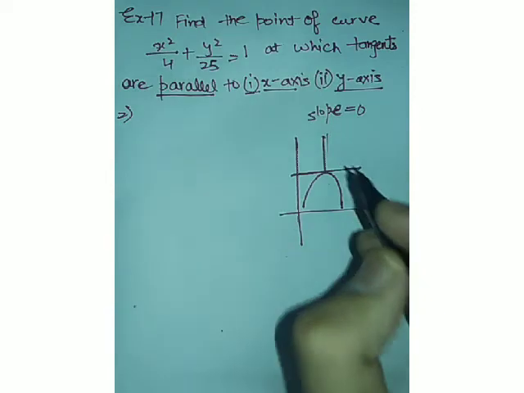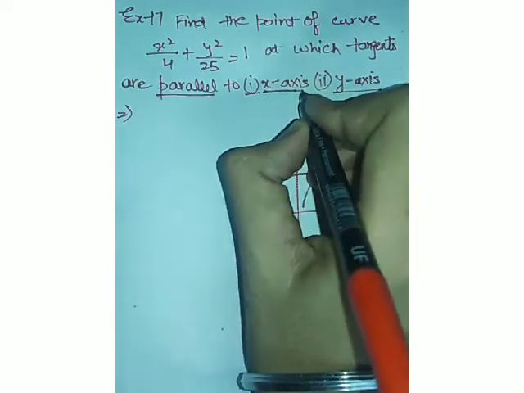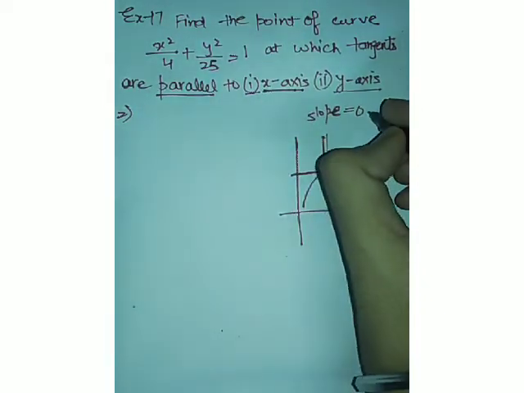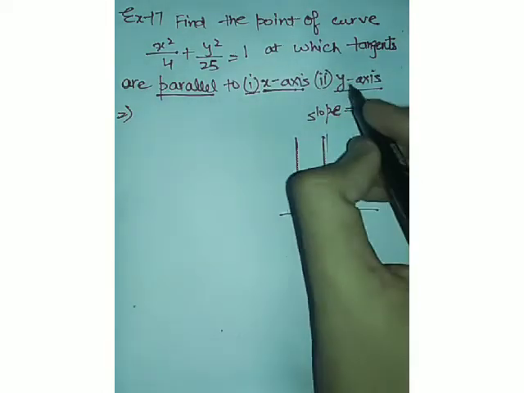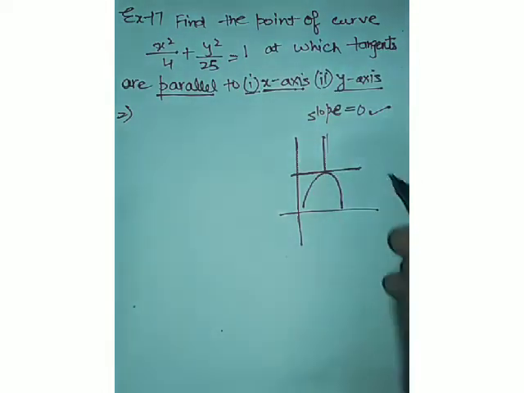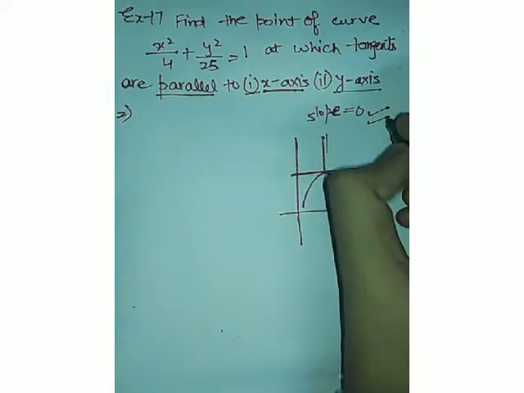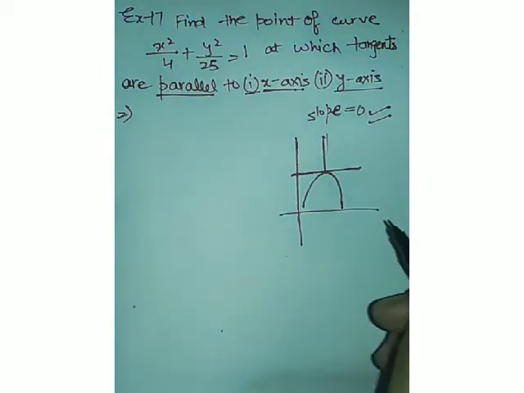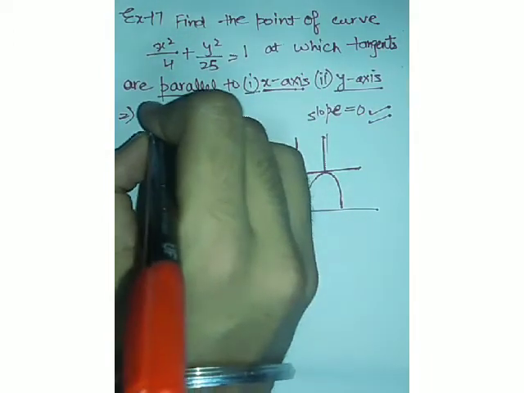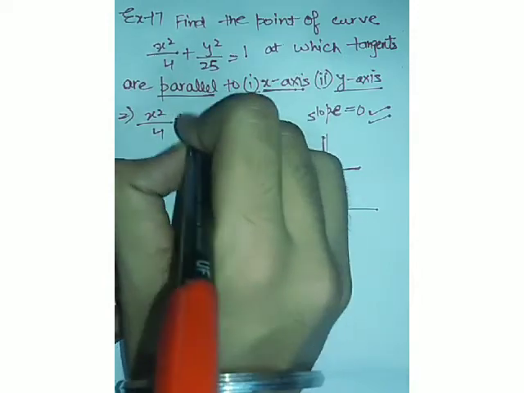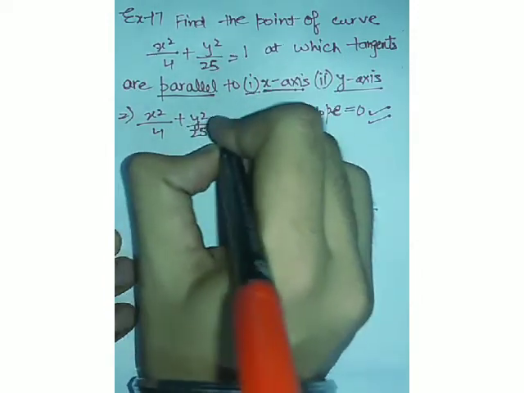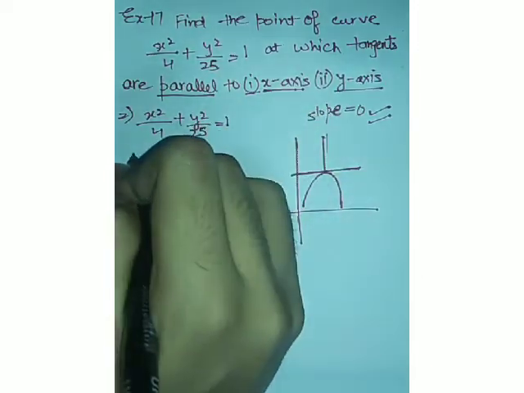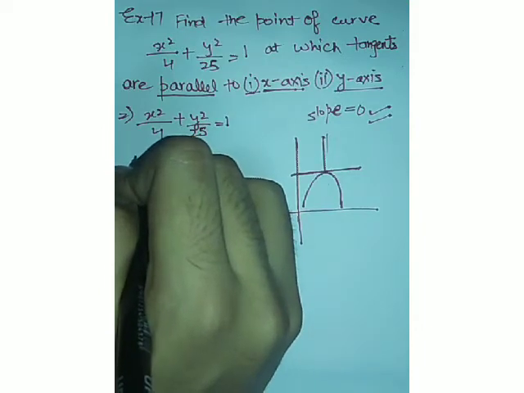All right, so when we do the first part, we have to equate the slope of the tangent to 0, and when we do the second part, we will equate the slope of the normal to 0. So in both cases we have to find the slope first of all. So firstly, let's take x square upon 4 plus y square upon 25 is equal to 1. Don't separate the variables, simply differentiate.